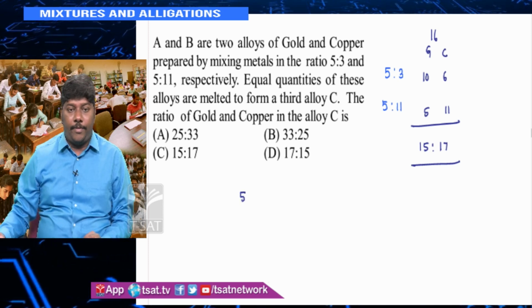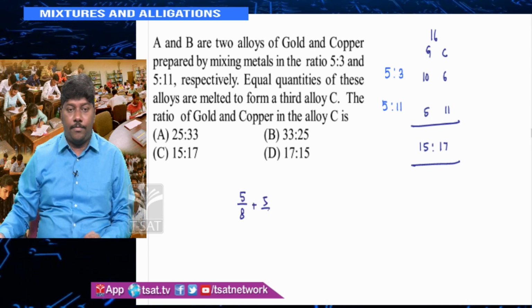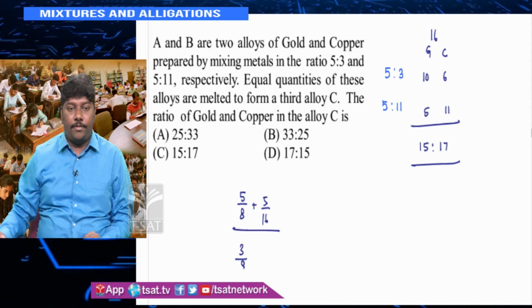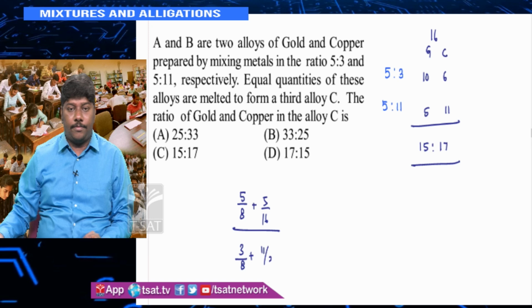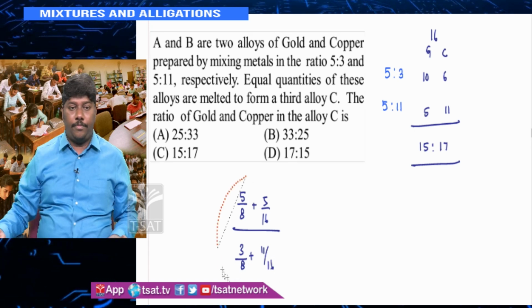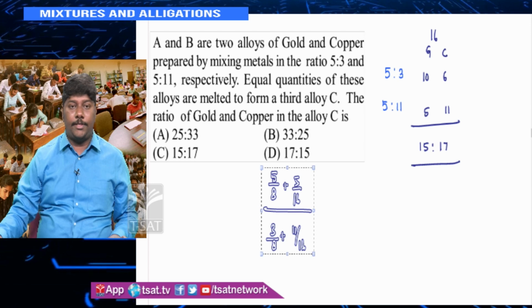You can also use it by taking a 1:1 ratio, or else you can find it directly using fractions. That means 5/8 plus 5/16. This is gold in the first one, gold in the second one. What is copper in the first one? 3/8. Copper in the second one, 11/16. That's all. Okay, here also you will get the same answer.